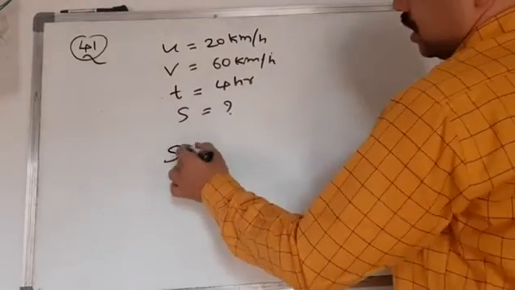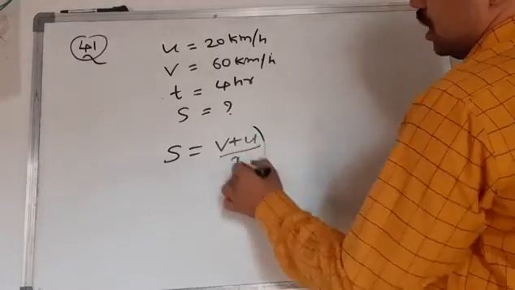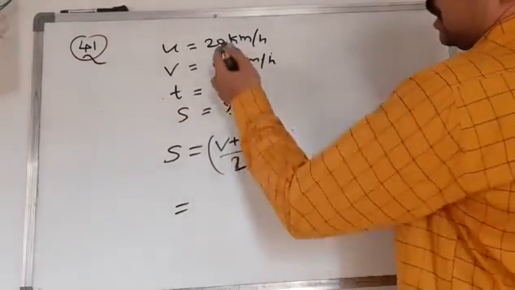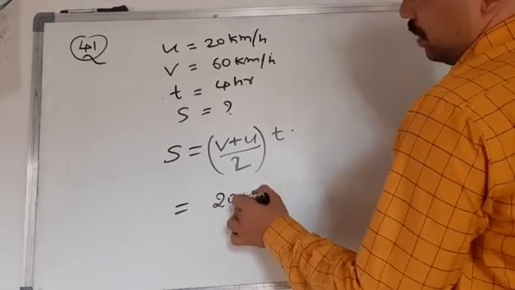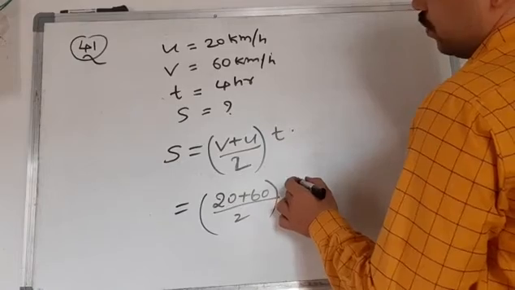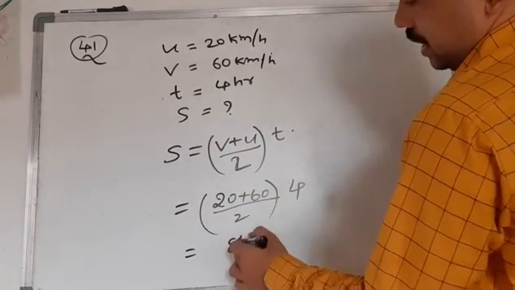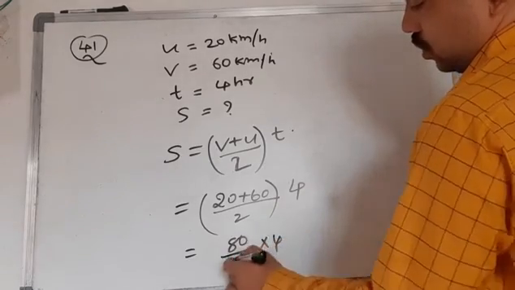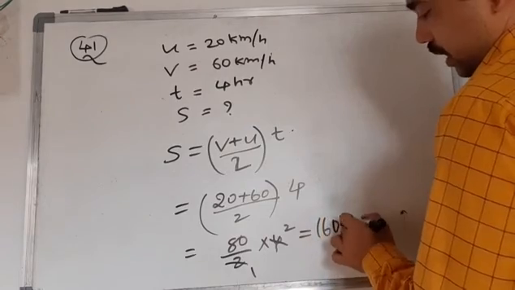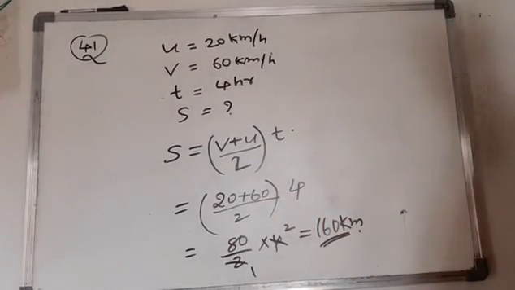Just now we have done. S is equal to v plus u by 2, average velocity, into time. So 20 plus 60 by 2 into 4. That is nothing but 80 by 2 into 4. 2 2s are cancel. 80 into 2 is 160 kilometers. 160 kilometers is our answer. Like this we can calculate. Okay.